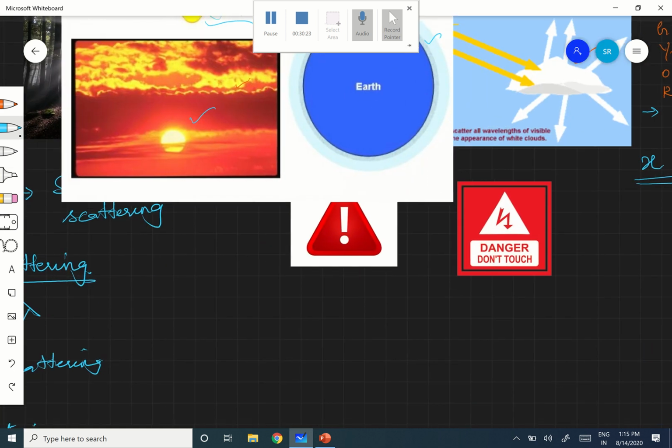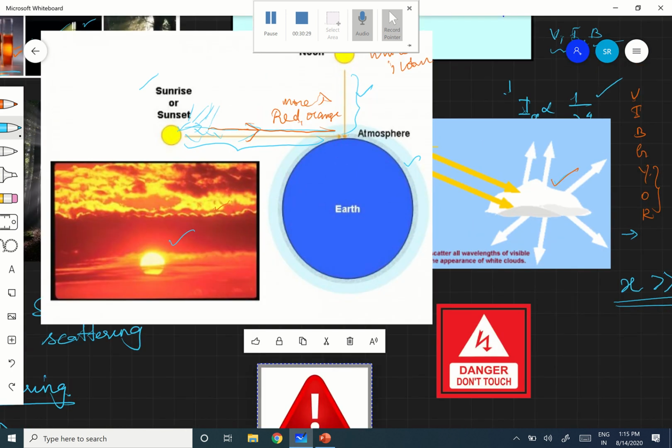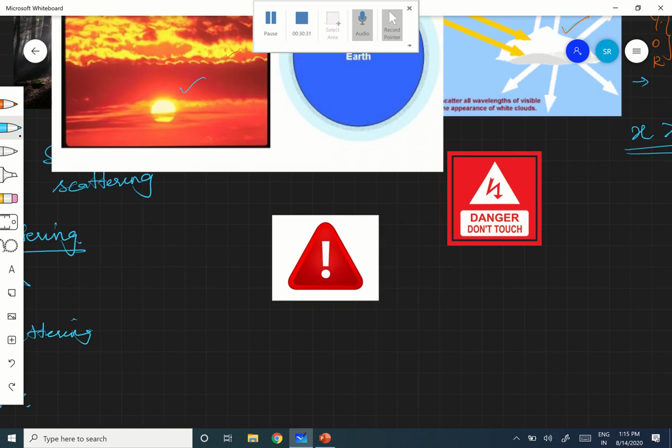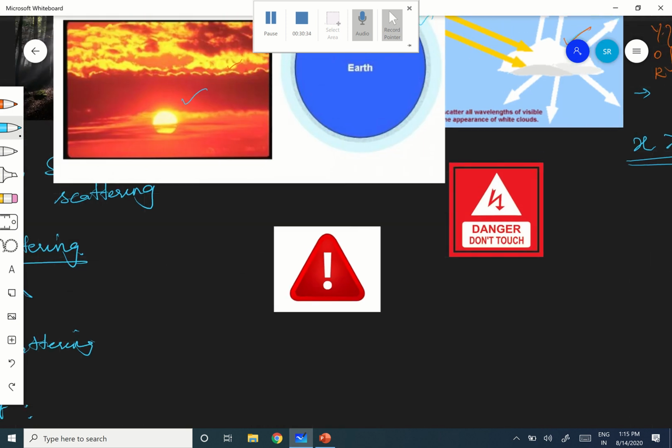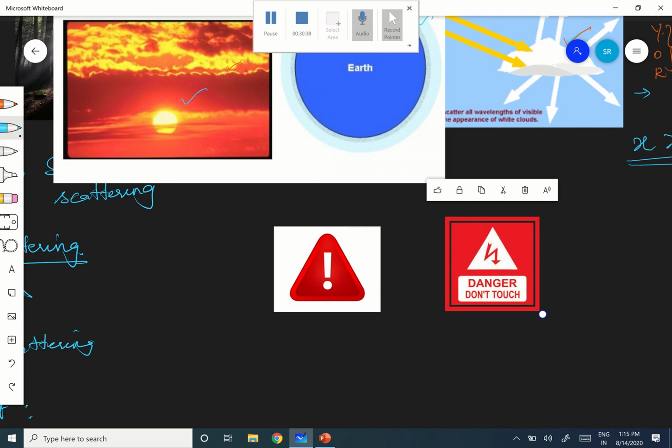Right. Next one, you see. Have you seen this? Danger signals are red in color, no? Have you seen this? And one more very important thing. See here, danger signals are red. Why? What is the reason for that?